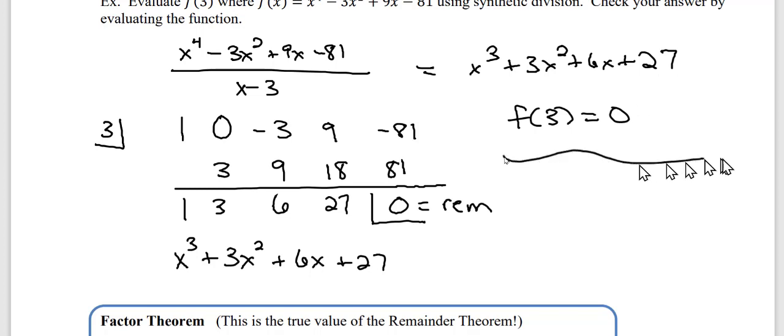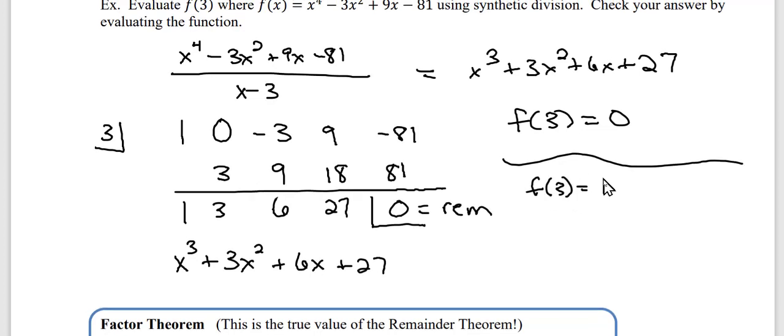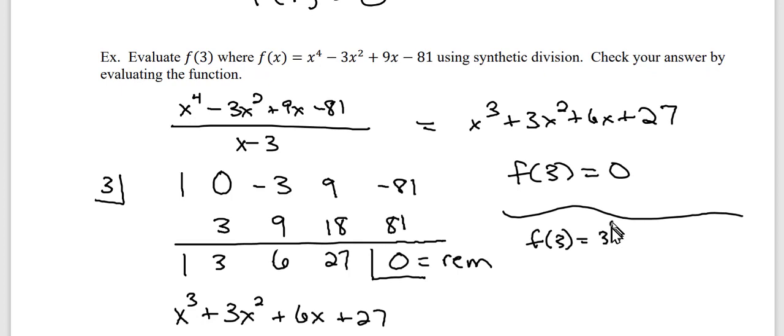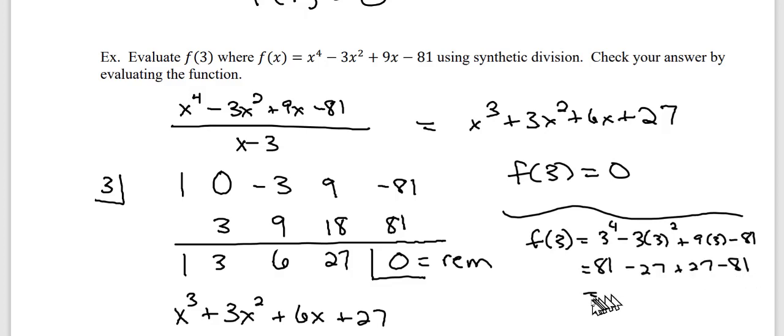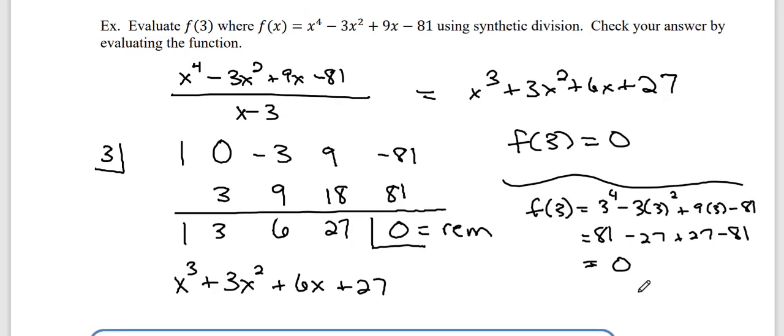The second part of this is to check that using the actual function. So let's plug 3 in. We have 3 to the fourth minus 3 times 3 squared plus 9 times 3 minus 81. 3 to the fourth is 81. That's minus 27 plus 27 minus 81. We get 0 because we got 81 minus 81 and 27 minus 27, right? So we get 0 when we check it by evaluating the function.